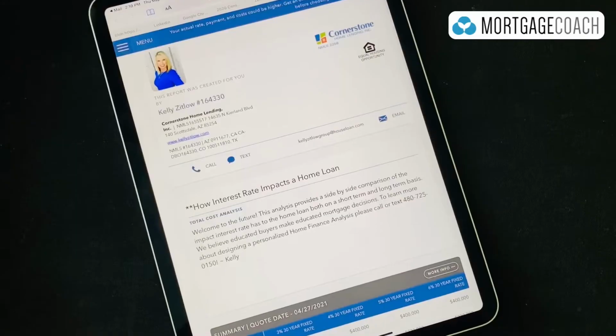All right, how interest rate affects your mortgage payment. Today we're going to be using a Mortgage Coach total cost analysis to dive deep into these numbers.